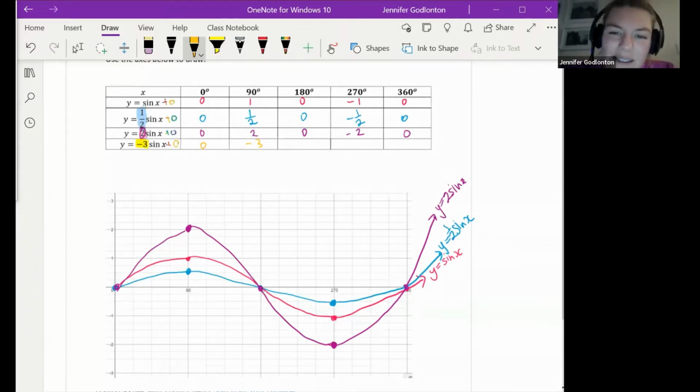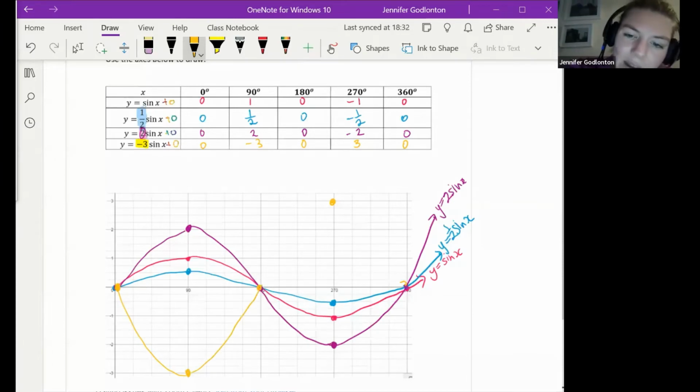And then we're going to have 0 again. And then I want you to tell me what we're going to have for 270. And we know that's going to be 0. Good. It's going to be 3. Nice. So now if I'm plotting that, I'm going to have 0, I'm going to have -3, I'm going to have 0, I'm going to have +3, and then I'm going to have 0 again. So now my graph is looking like this.